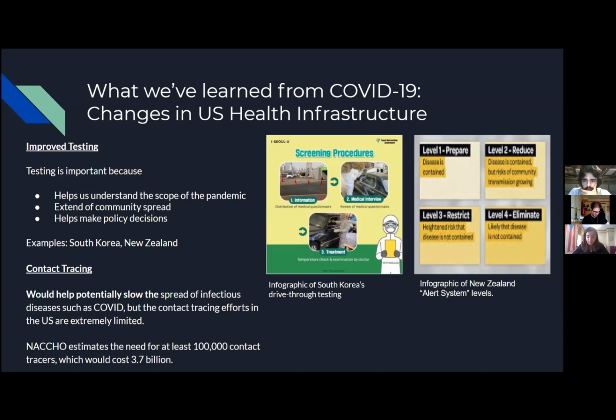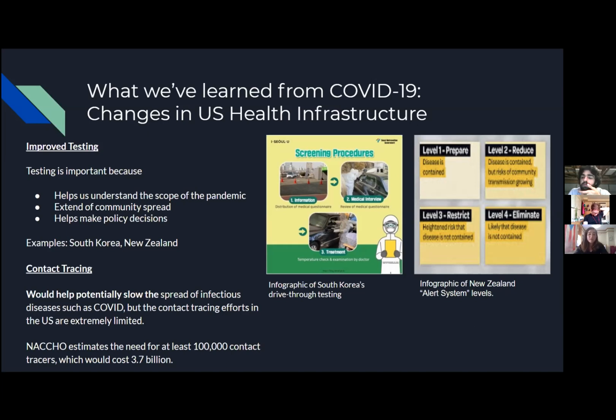So the National Association of County and City Health Officials, the acronym you'll see over there, has calculated that given the current amount of US cases, the least amount of contact tracers we can have is 100,000, which would cost federal, state, and territorial governments about $3.7 billion. Of course, we do have more cases than when the study was made, so it is possible that we would need more, and therefore that would cost more money.